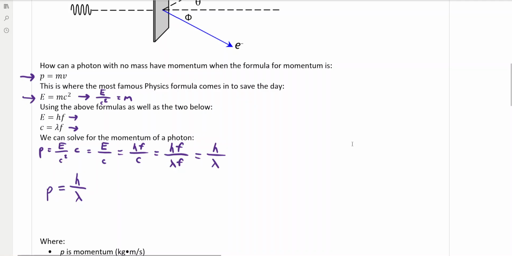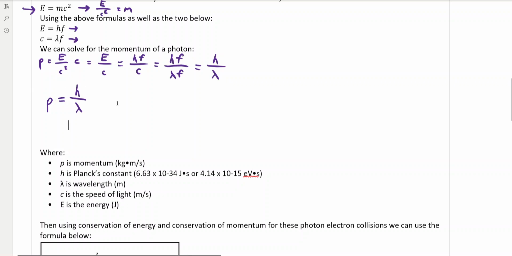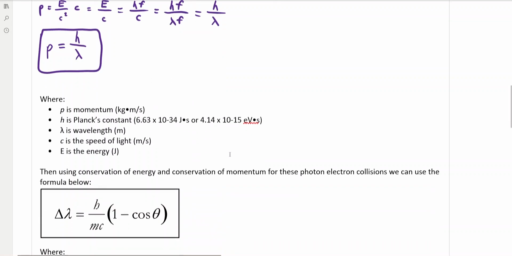So this is the momentum of a photon. It doesn't need mass, it just needs a wavelength. And this is because of the equivalency. So this formula is really important to know about. This is in your formula sheet, so you don't need to memorize it, but that's where it came from. And all of those things are true about that formula.